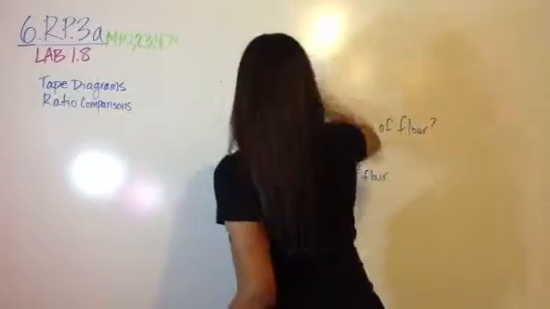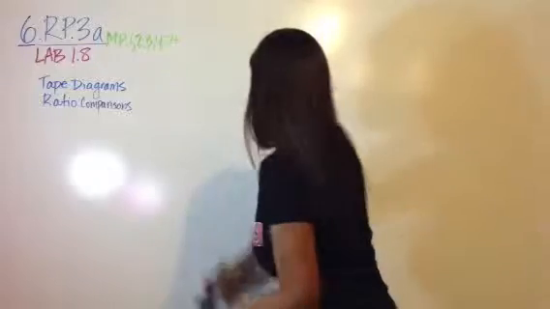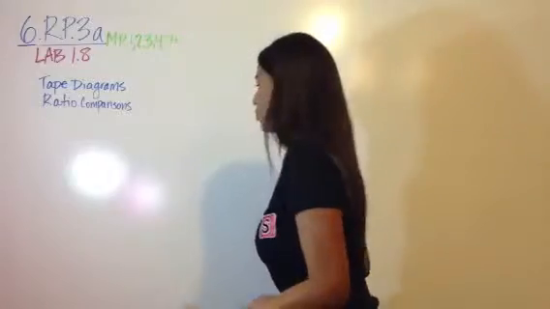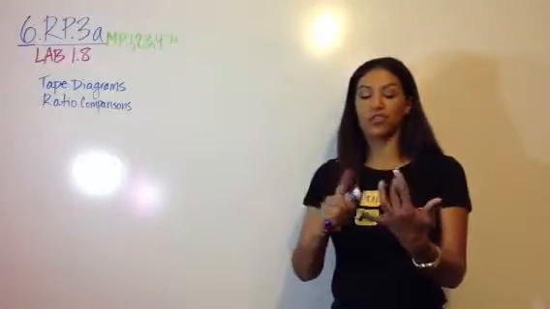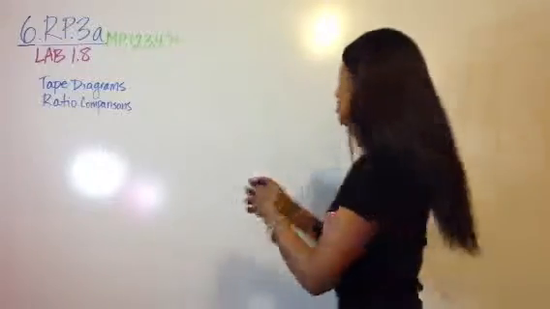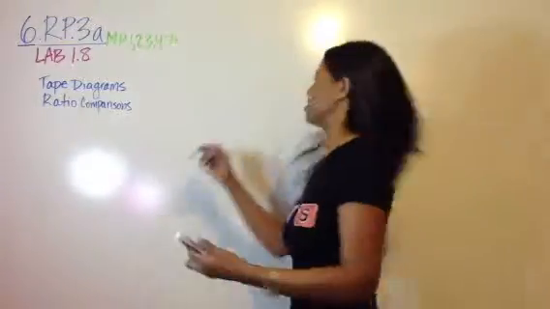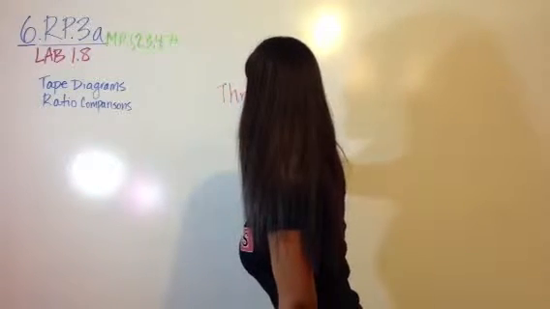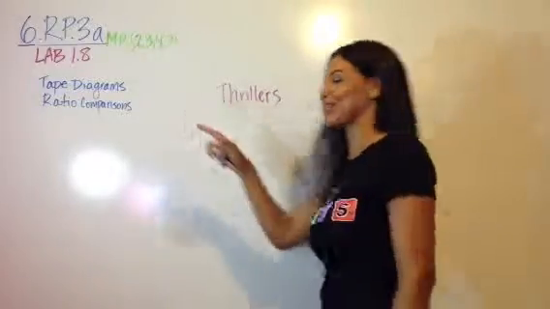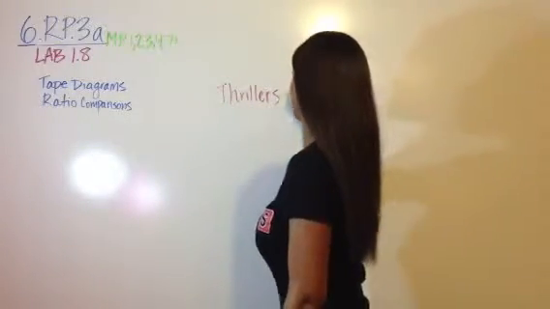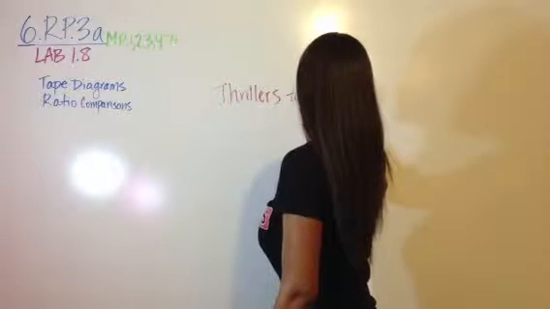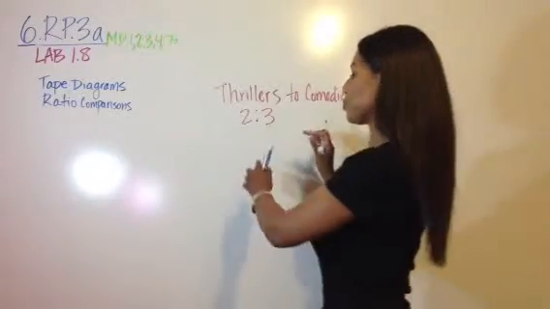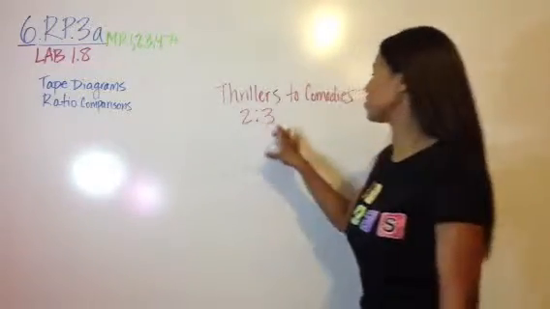All right. Let's solve one that we saw in a prior lab. I think we did one where we had the ratio of thrillers to comedies was 2 to 3. Okay, let's do that one. So we had a movie collection. So we have thriller movies, which, ooh, scary. Halloween's coming up next week, next Friday. So thrillers to comedies, and that ratio is 2 to 3. Okay, so looking at this particular ratio, we're going to make a tape diagram.